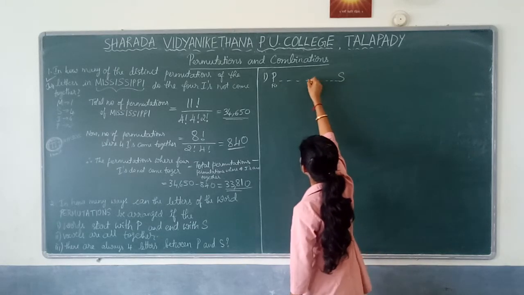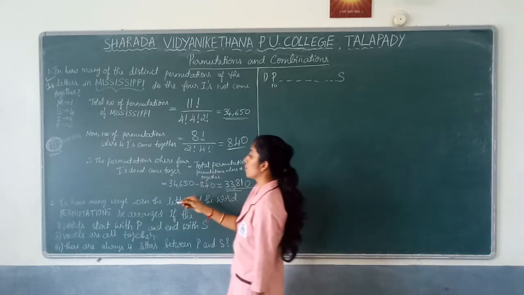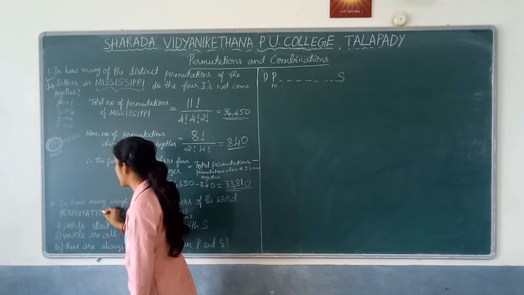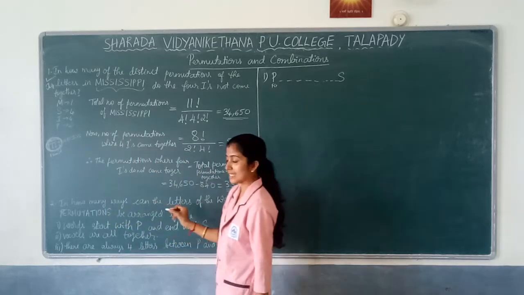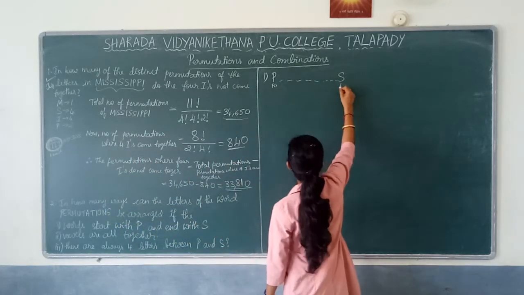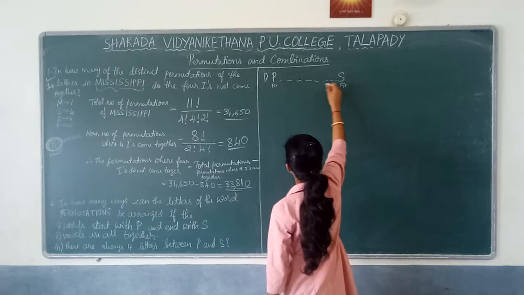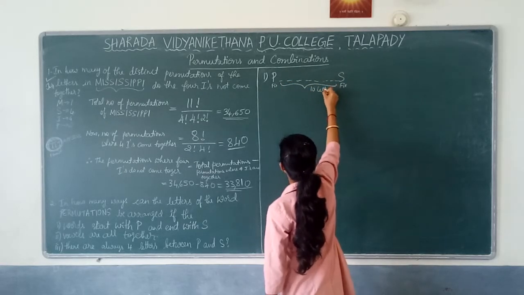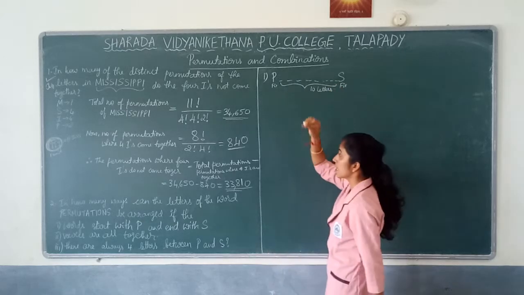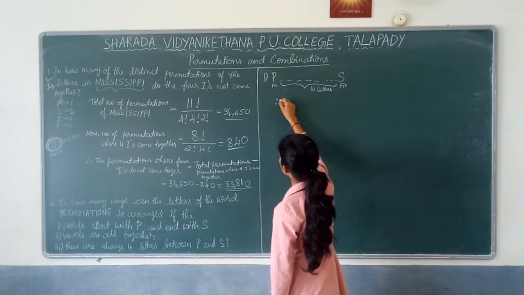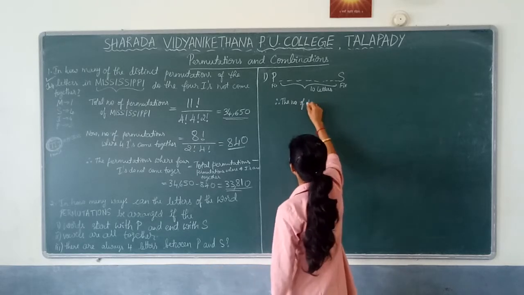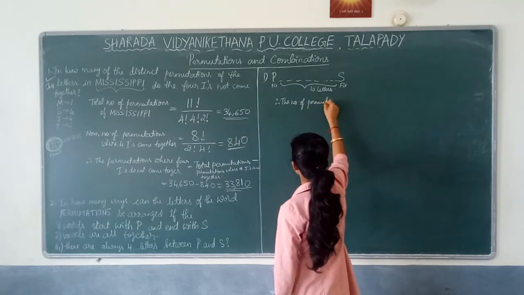In between, how many letters will be there? See, total how many letters are there here? 1, 2, 3, 4, 5, 6, 7, 8, 9, 10, 11, 12, right? 12 letters are there. In that, the first and last will be fixed. How many remaining letters are there? 10 letters are there, right? Therefore, the required number of permutations is equal to what?